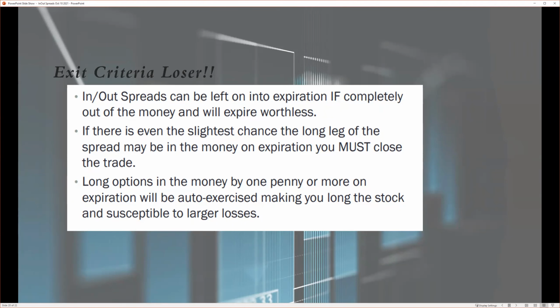So that is the reason you have to either sell it 4 days prior or you let it die if you are very far out of the money, and it's very unlikely that in the next 4 days you're gonna get even close, right? So long positions in the money by 1 penny or more on expiration will be exercised, making you long the stock and susceptible to large losses. So that's what you have to sell.